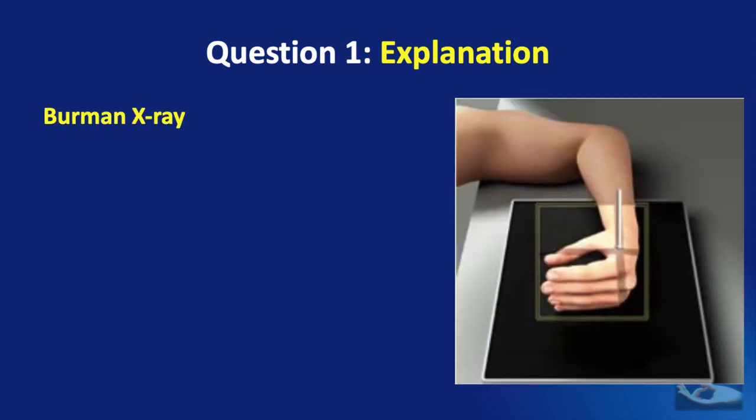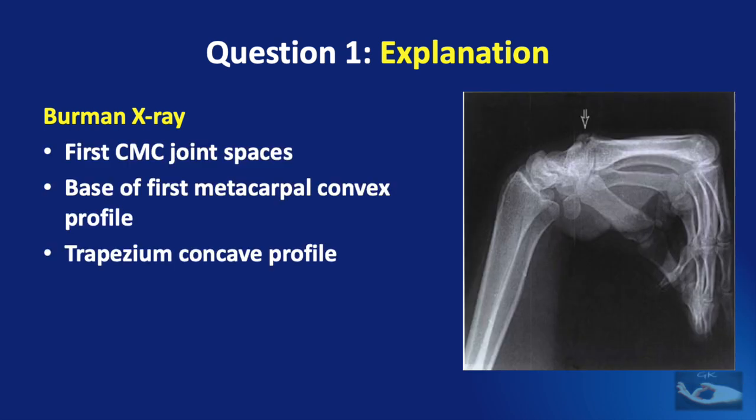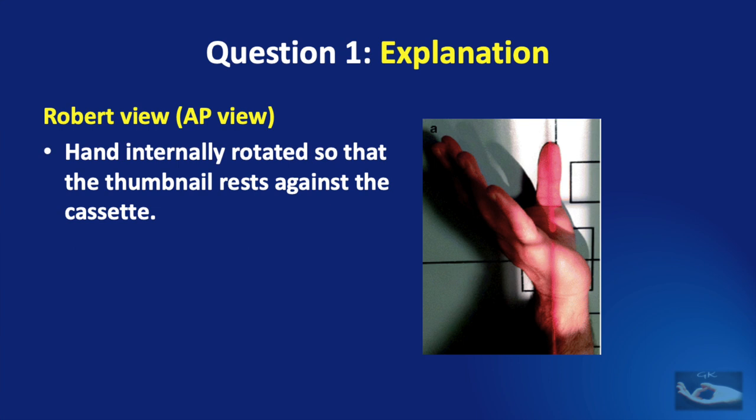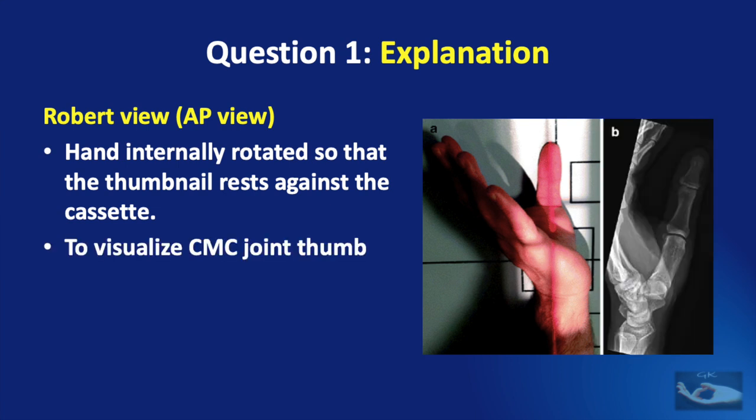The Berman X-ray, which was mentioned as one of the options, is taken in this position with the ulnar side of the hand placed on the cassette, and this particular view is ideal to visualize the first carpometacarpal joint space, the base of the first metacarpal convex profile and the trapezium concave profile. The Robert view is an anteroposterior view where the hand is internally rotated so that the thumbnail rests against the cassette, and this view ideally visualizes the carpometacarpal joint of the thumb.